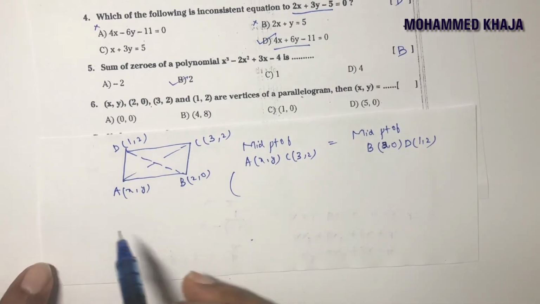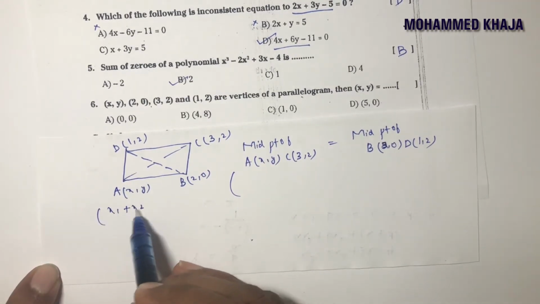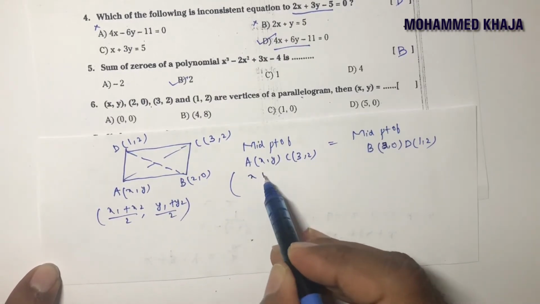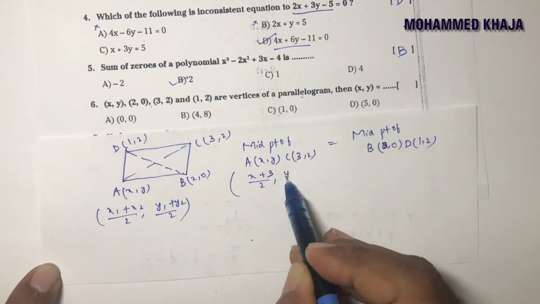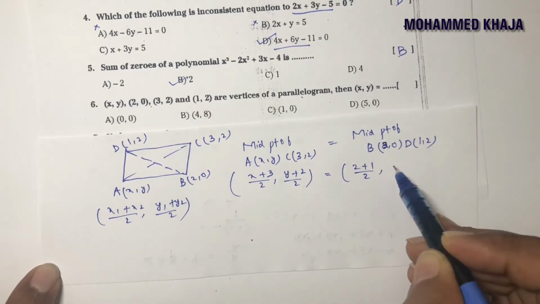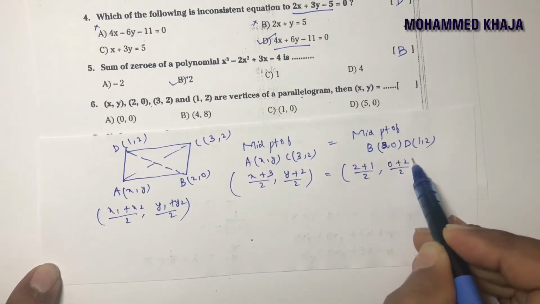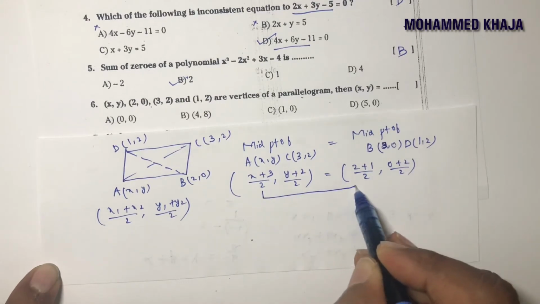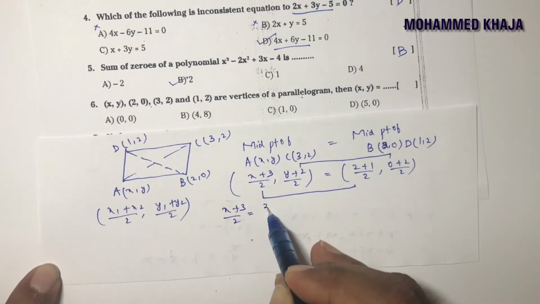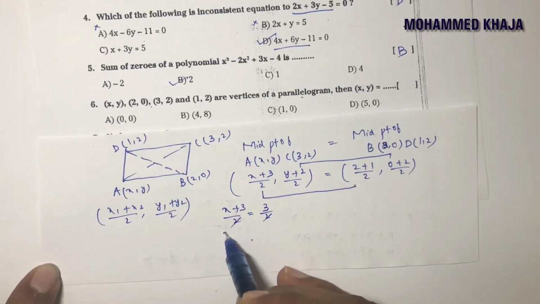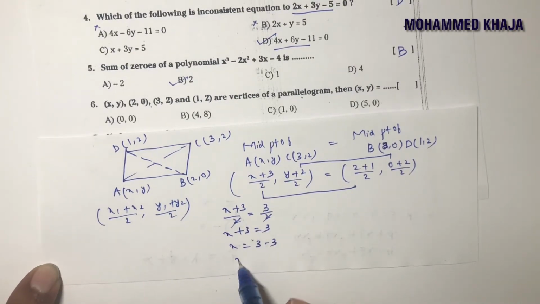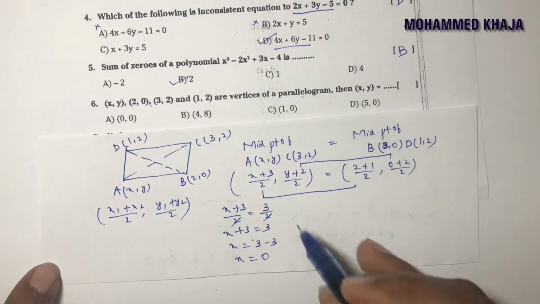Midpoint formula is x1 plus x2 by 2, y1 plus y2 by 2. So here if I do that, x plus 3 by 2, y plus 2 by 2 equals 2 plus 1 by 2, 0 plus 2 by 2. So if you equate abscissa with abscissa and ordinate with ordinate, x plus 3 by 2 equals 2 plus 1 is 3 by 2. 2 cancels. X plus 3 equals 3. So x equals 3 minus 3. So x equals 0.